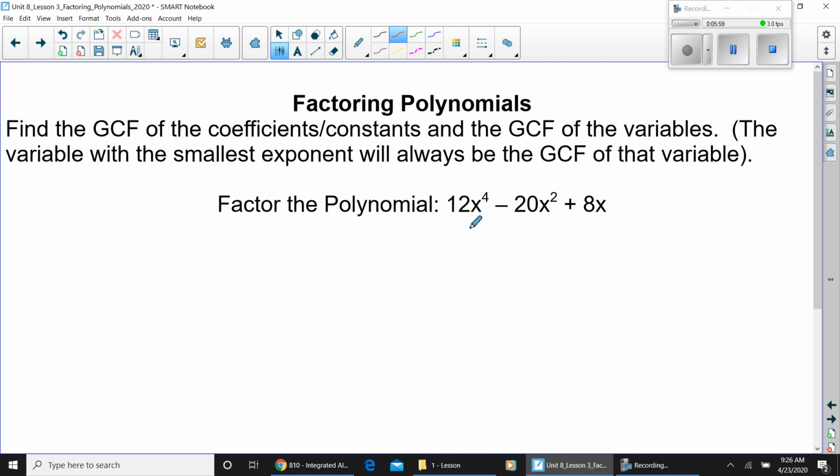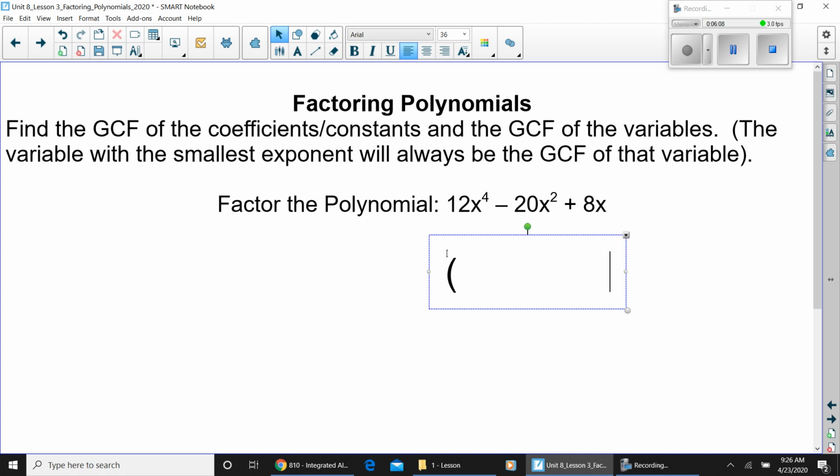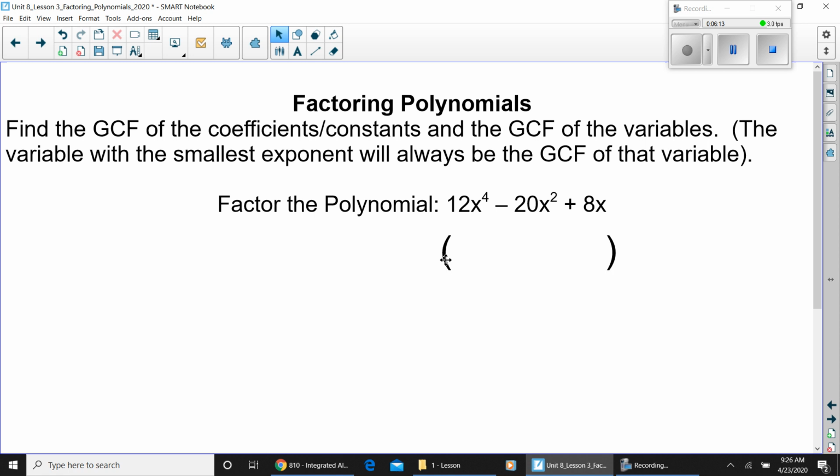I'll show you exactly how I would factor this polynomial. As soon as I see this polynomial, what I do is I put parentheses down, like that, right? Outside the parentheses, this is kind of like the distributive property in reverse. I'm going to look at just the numbers first, and I'm going to ask myself, what is the greatest number that goes into all three of those numbers? So 12, negative 20, I'm not even looking at positives or negatives, but 12, 20, and 8. If you said 2, 2 goes into all of them, but it's not the greatest number. It's not the greatest common factor.